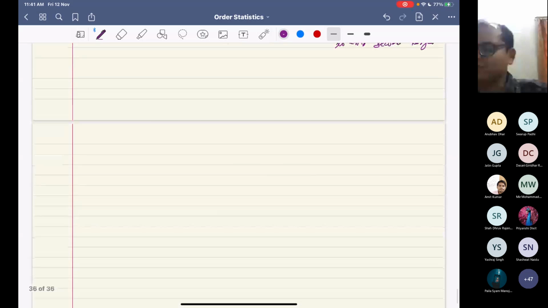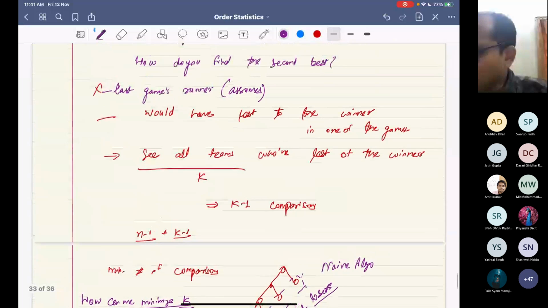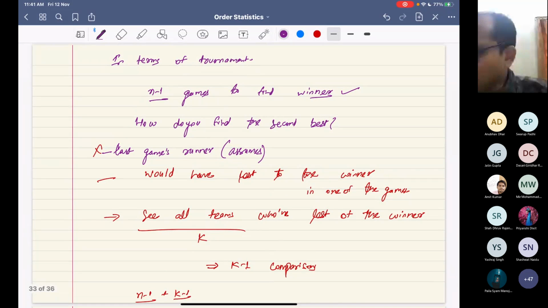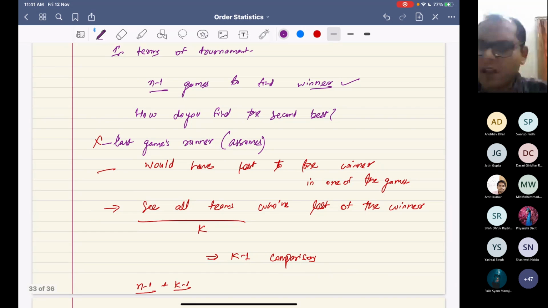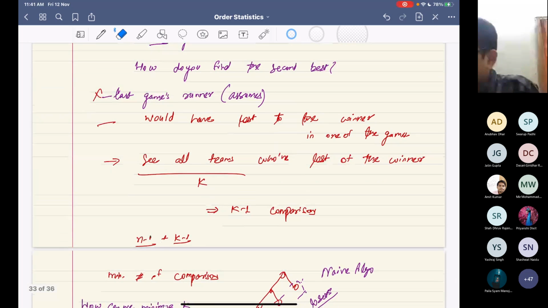So, sir, what have you done? Can you explain again? No, see what we said. I want to find the second best person. The second best person can only lose to the winner, cannot lose to anyone else, right? So that means I have to find all the teams that have lost to the winner and find the best among them by again doing matches. Suppose there are k teams that have lost, so I need another k-1 comparisons. So total n-1 plus k-1.